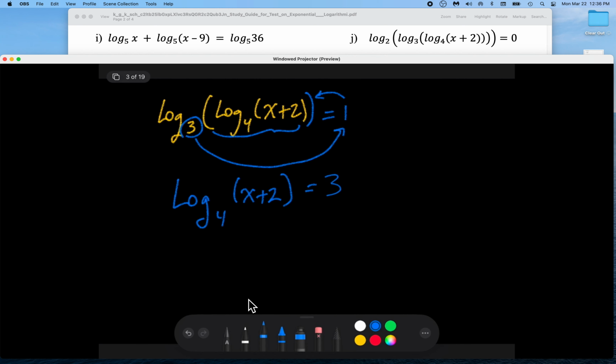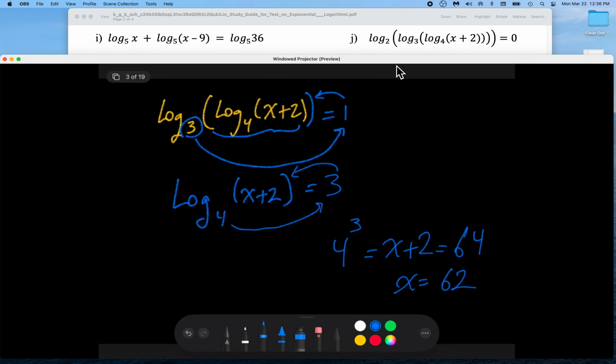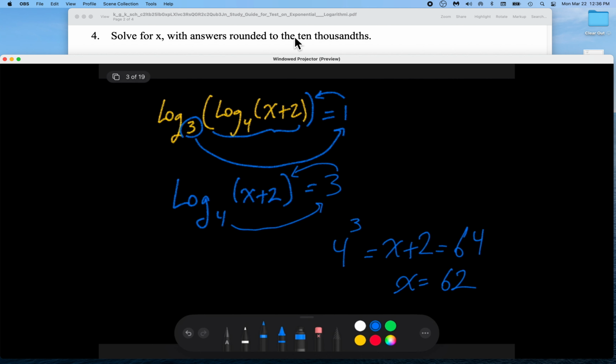Now what do we do? We do Whirlybird. And we have 4 to the third power equals x plus 2. 4 to the third power equals 64. And x is going to end up equal to 62. Okay, so that's the type of problem you might want to rewind and look at again. But the crux of it is, we have log to the base 2 of this mess equals 0. 2 to the 0 equals 1, which equals this mess. So then we just keep doing that over and over until we are finished.